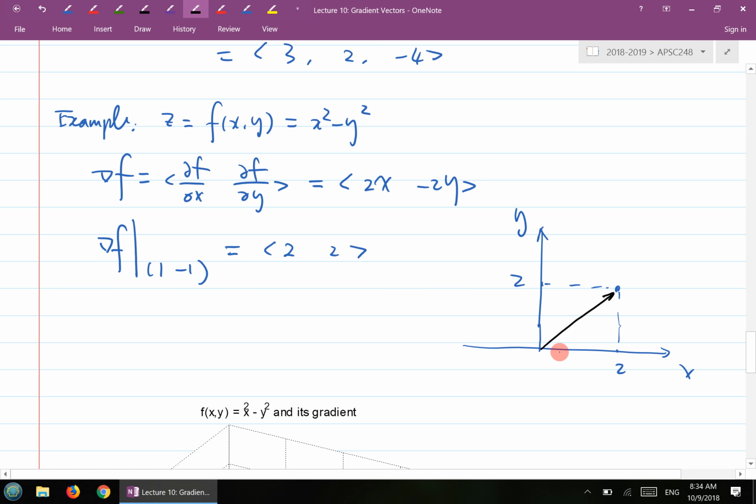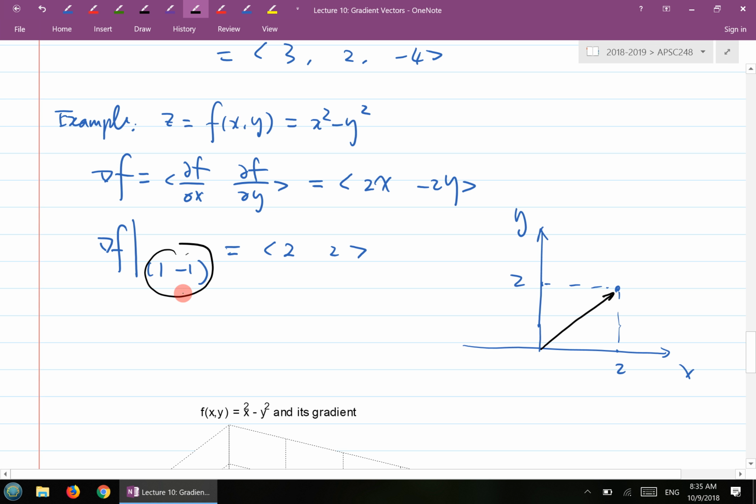Okay, that's the vector. However, when it comes to sketching a gradient vector, your starting point of the vector is not the origin. Your starting point is always the actual coordinates where this 1, negative 1 is.